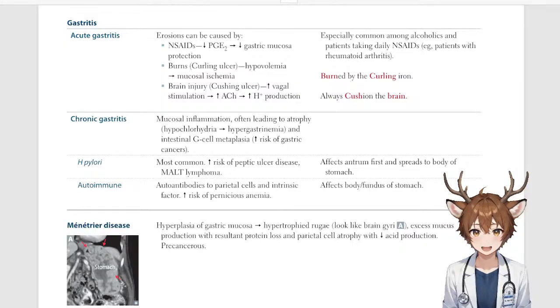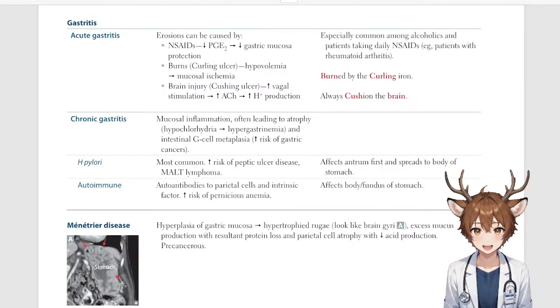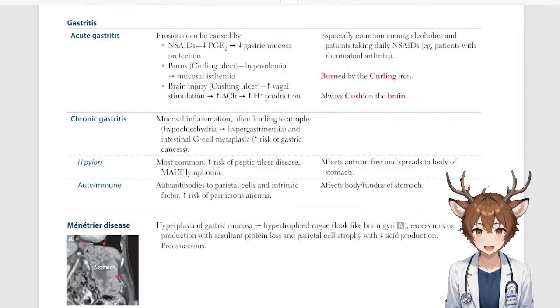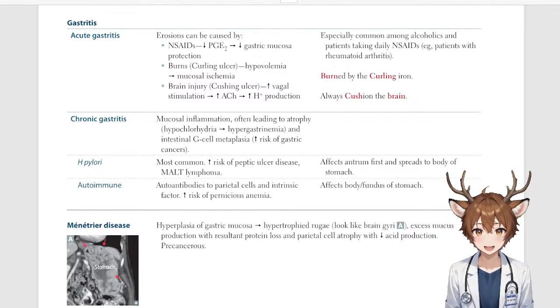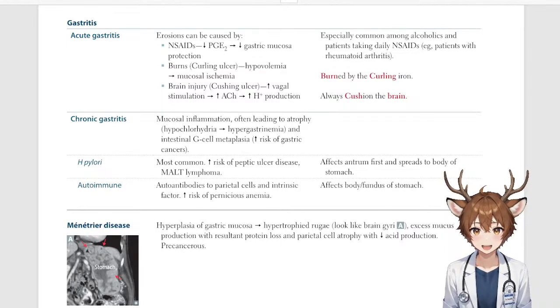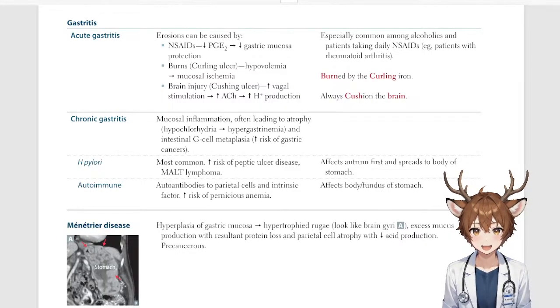What about autoimmune gastritis? Autoantibodies and T-cell induced damage to the hydrogen potassium ATPase on the parietal cells and to the intrinsic factor, leading to an increased risk of pernicious anemia, which means you're going to have a B12 deficiency, which means you're going to have megaloblastic anemia and possibly SCD, which is going to affect your central nervous system. Or your nervous system, anyway. So it affects the body/fundus of the stomach.